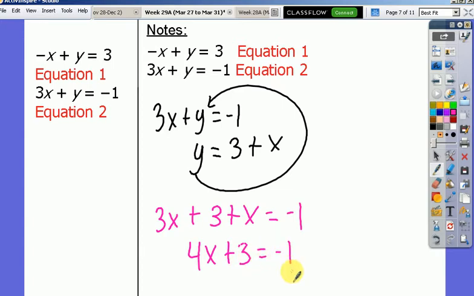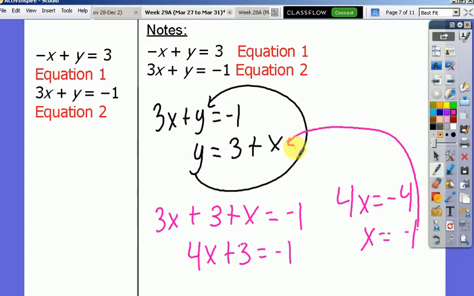Now what am I going to do? Subtract 3 from both sides. Okay, I'm going to subtract 3 from both sides, right? So 4x equals negative 4. So what's x? Negative 1. Okay, now I can plug it into either one of these or one of these. So what's an easy one to work with? Y equals 3 plus x. So I'm going to substitute this here. So what's the value of y?